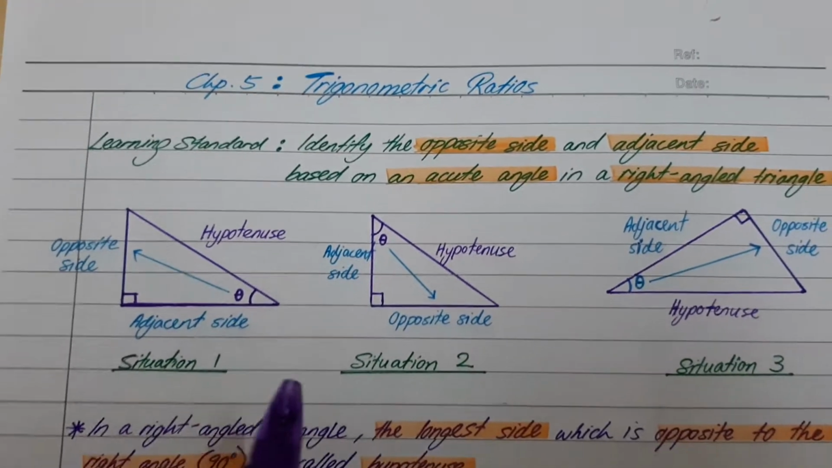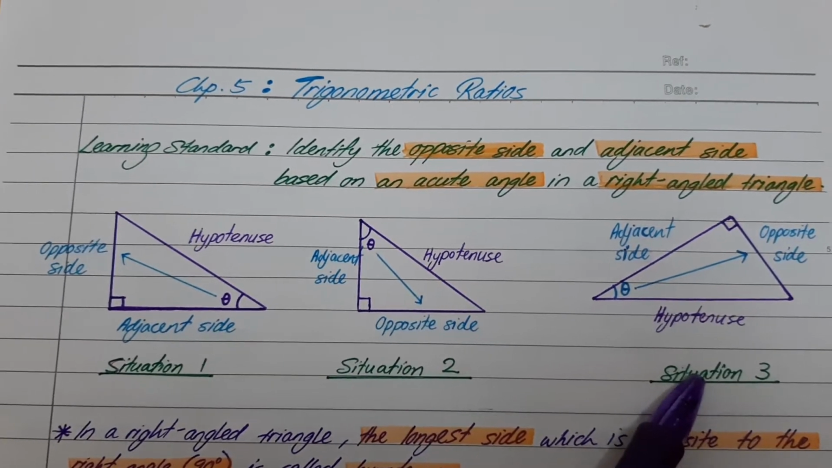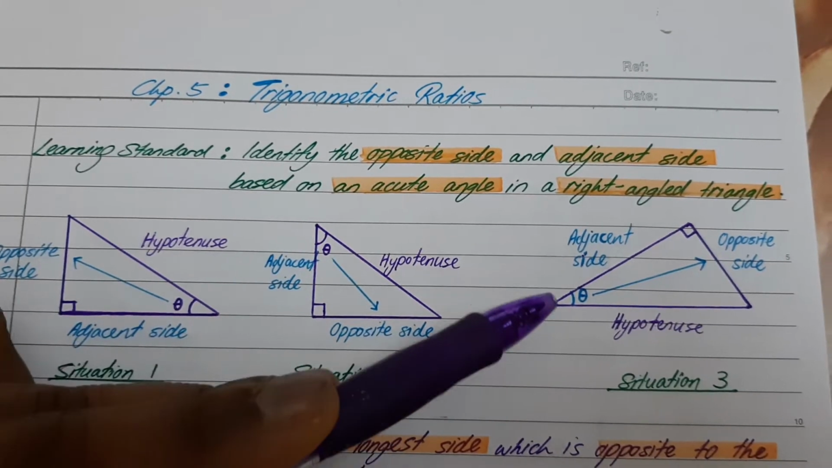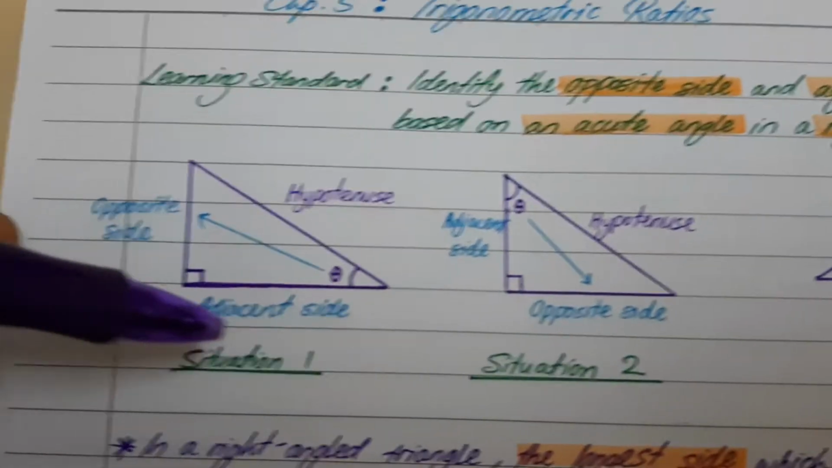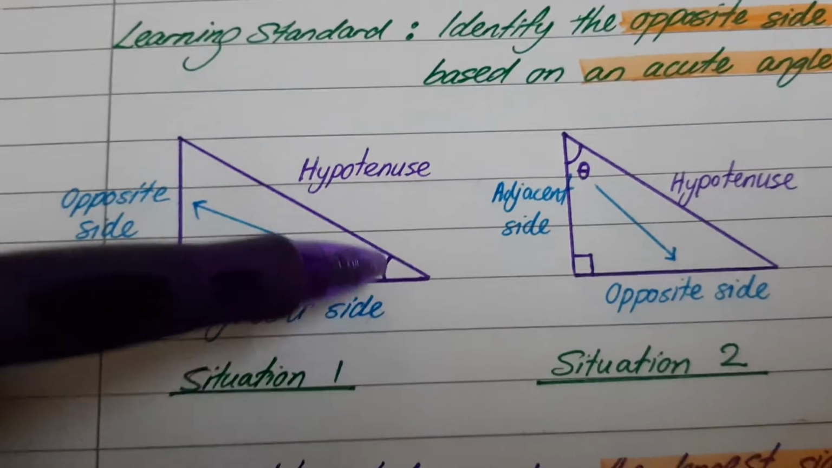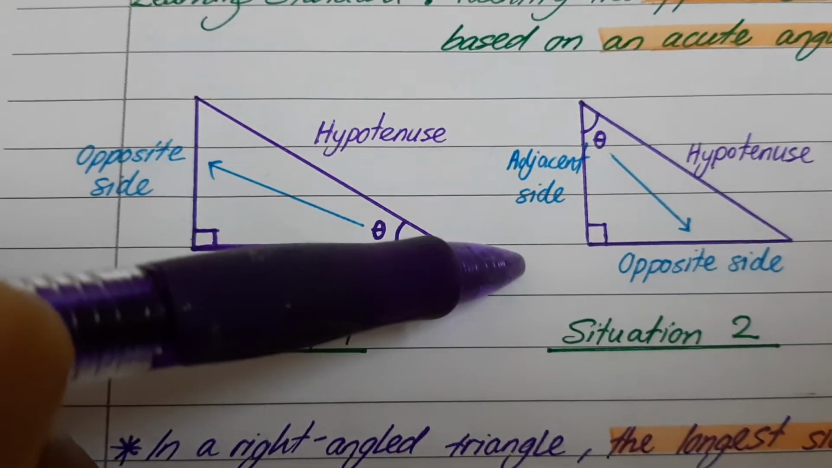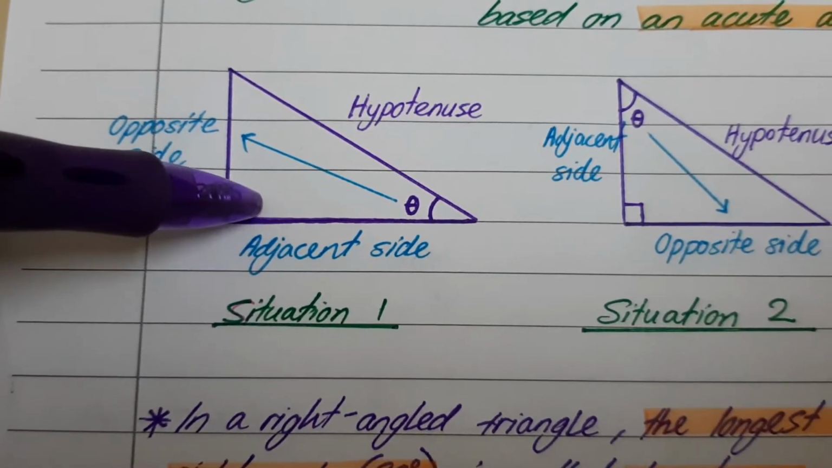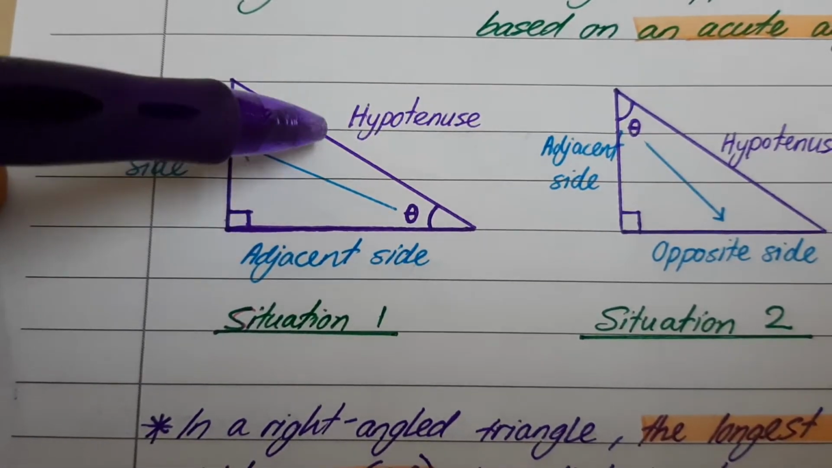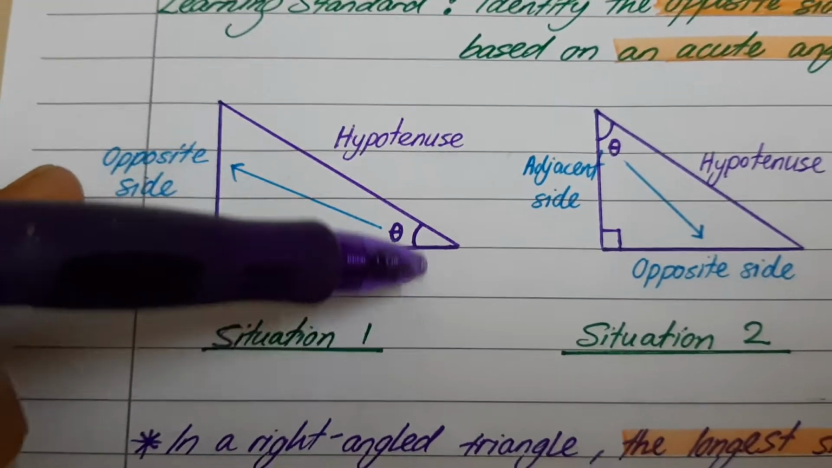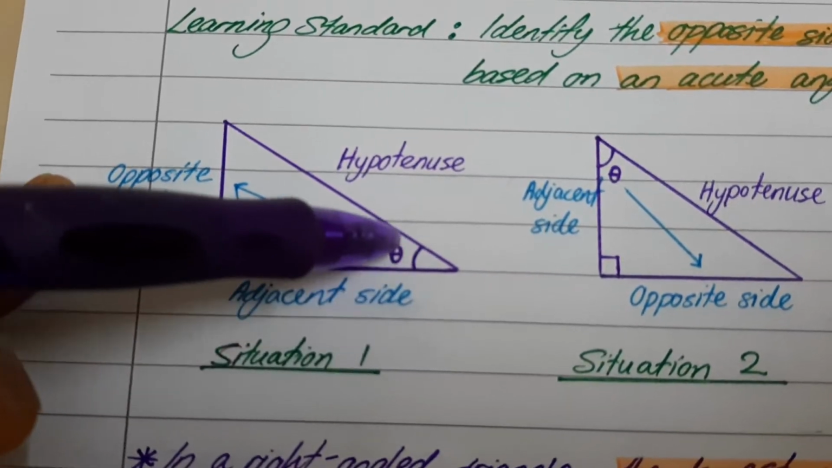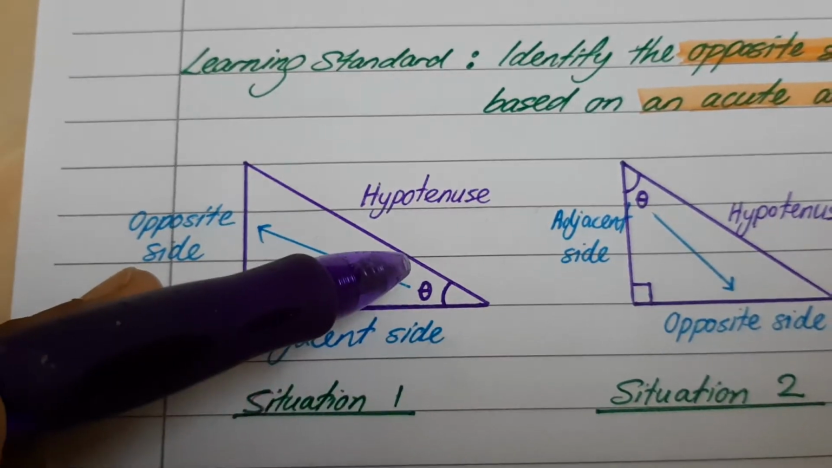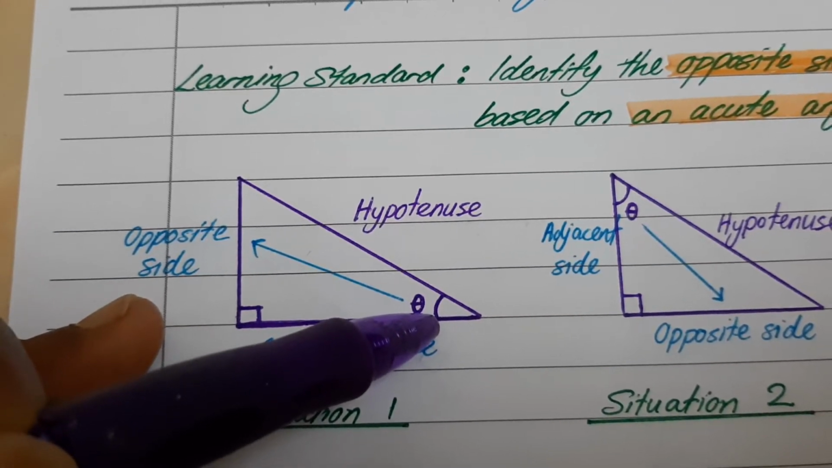Here I have given you three situations. In these three situations, the angle is in different places. Look at situation 1. In situation 1, this is your hypotenuse, because the hypotenuse is the longest side in a right angle triangle and it is always opposite to the 90 degree angle. Now I marked the acute angle here with a theta sign, and this is the angle that I want to look at.